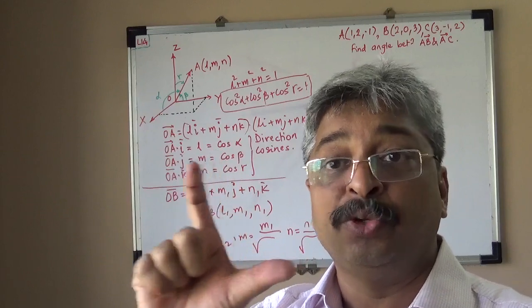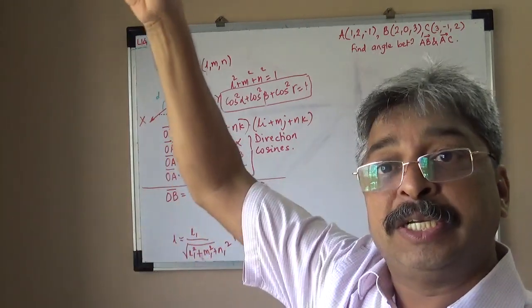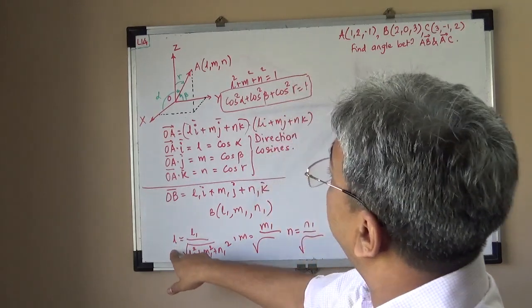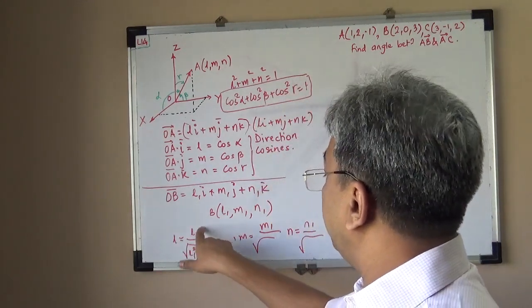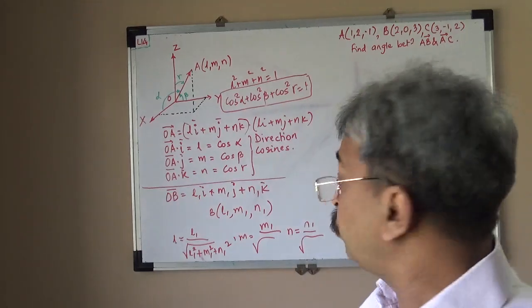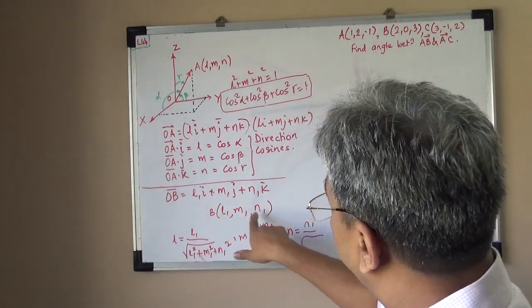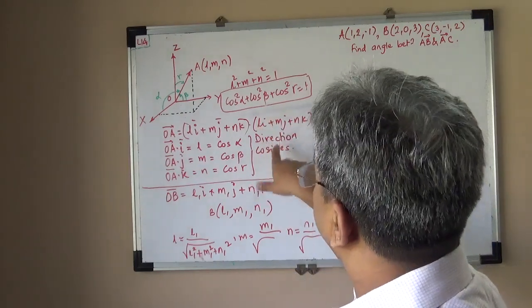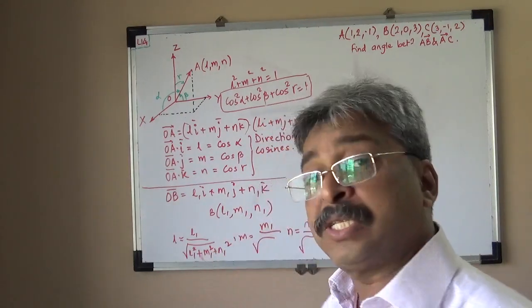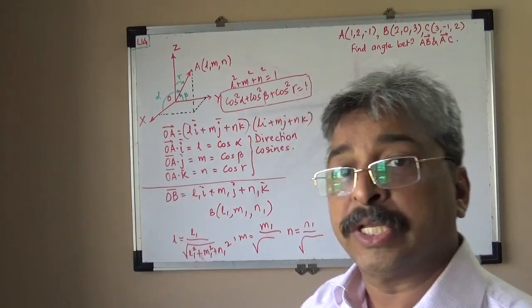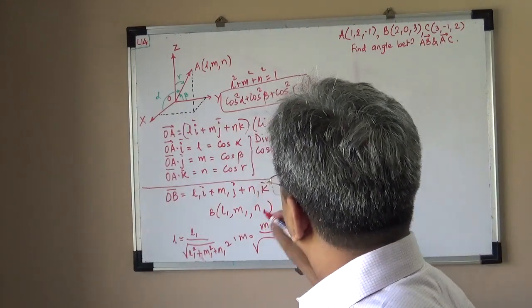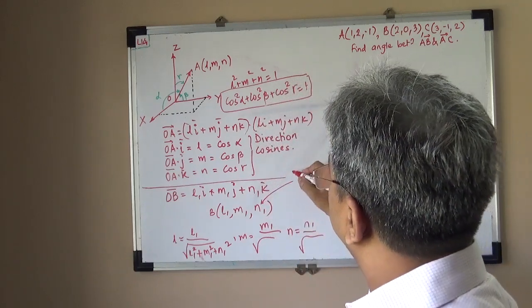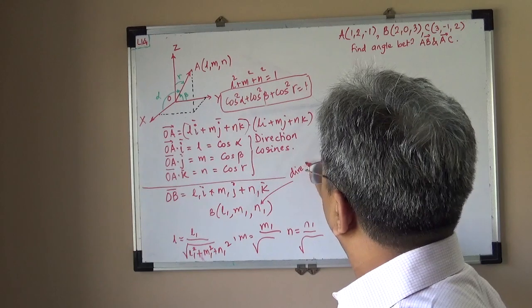If OB is considered a unit vector, and you don't consider the longer vector, just the unit vector, then the coordinates of the end point of that unit vector will be L1 upon this. Okay, this is understood. So in that case, these L1, M1 and N1 are not directly direction cosines, but these numbers are proportional to direction cosines. Therefore any numbers which are proportional to direction cosines are called direction ratios.